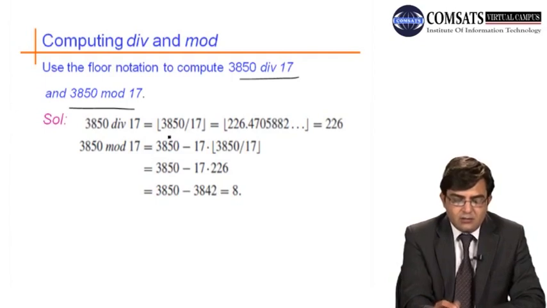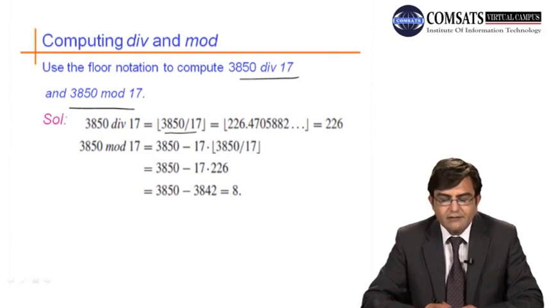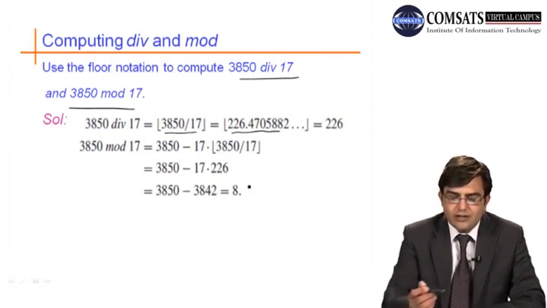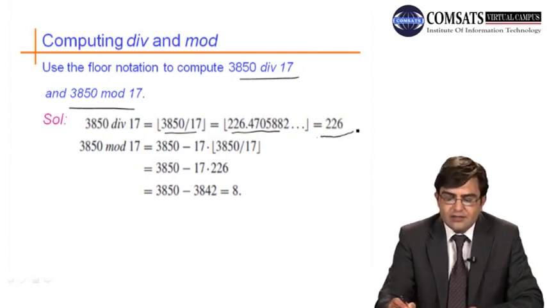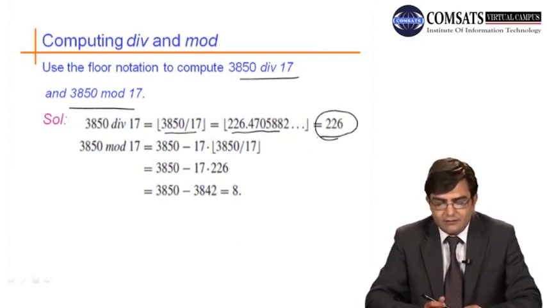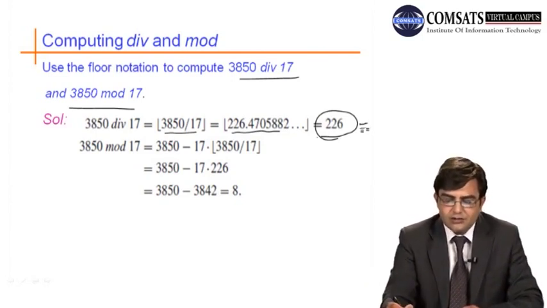So we divide 3850 by 17, we get 226.4705882 and so on. Now if we take the floor of this number, we get obviously 226 by using the definition of the floor function. So this is our q, the quotient.